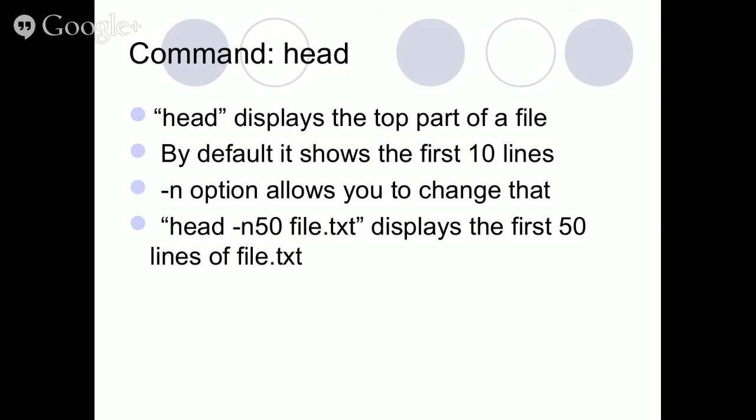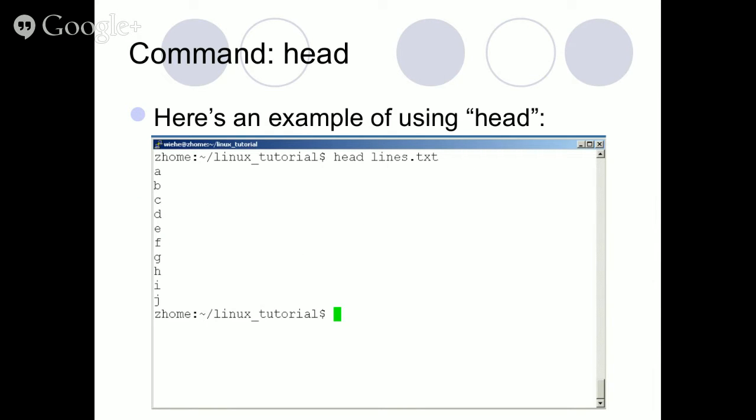All right, head, we talked about that. You can display whatever lines that you want. So here it shows head dash n 50 file.txt. If you have a file that's called jump, something like that, you can do head dash 50, and then whatever that file is, and it'll display the first lines of that particular file. So here they're just showing an example of using head.